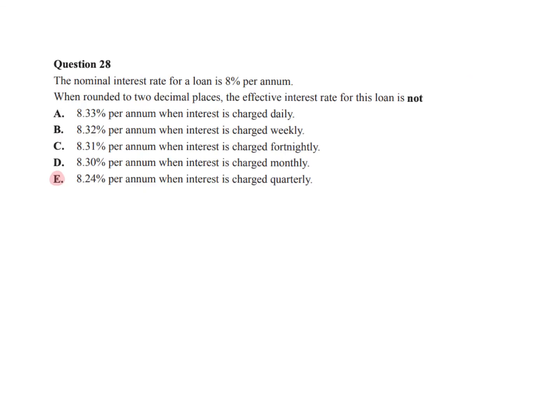Okay, the nominal interest rate for the loan is 8% per annum. When they say nominal, that just means what the bank quotes. So on Finance Solver, that's the I, the nominal per annum rate, okay? When rounded to 2 decimal places, the effective interest rate for this loan is not, okay?